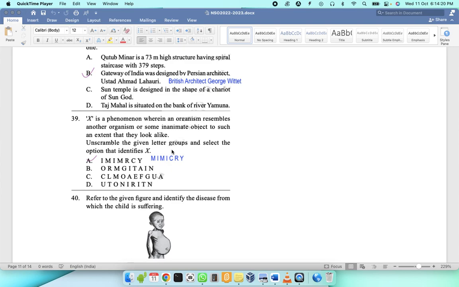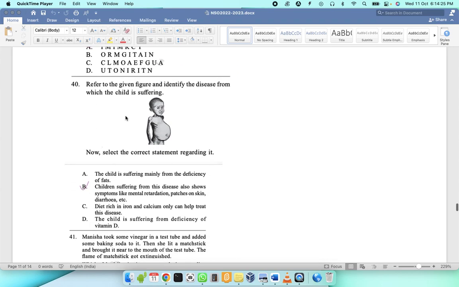X is mimicry, which is A. Here, the name of the disease the child is suffering from is kwashiorkor. It is caused due to the deficiency of protein. Children suffering from this disease also show symptoms like mental retardation, patches of skin, diarrhea, etc. So the answer is B.